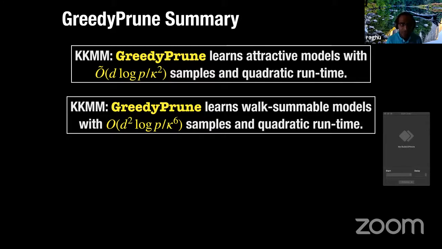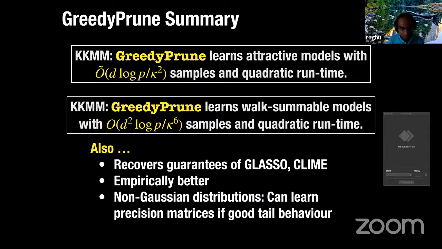So here's a quick summary of what I said so far. We have the greedy prune algorithm, which learns attractive models with d log p over kappa squared sample complexity and quadratic runtime. And similarly, d squared log p over kappa to the 6 sample complexity for walk-summable models. There are some additional properties. As I said, it recovers the guarantees of Glasso and Clime. And you can also use it for non-Gaussian distributions if you're interested in learning the precision matrix. But let me not get into that for now.